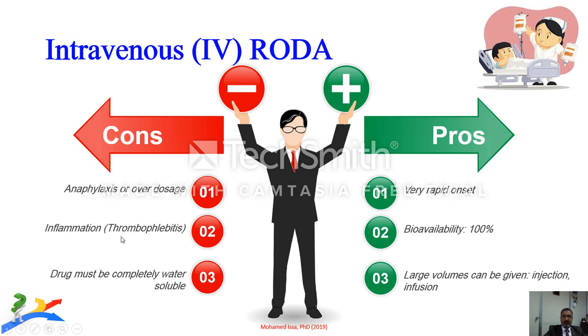Another problem that the patient may suffer from is inflammation around or of the veins. We call it thrombophlebitis, as a result of leakage of the drug solutions around the veins. It might cause inflammation, and you can notice the change of color at the site of injections.